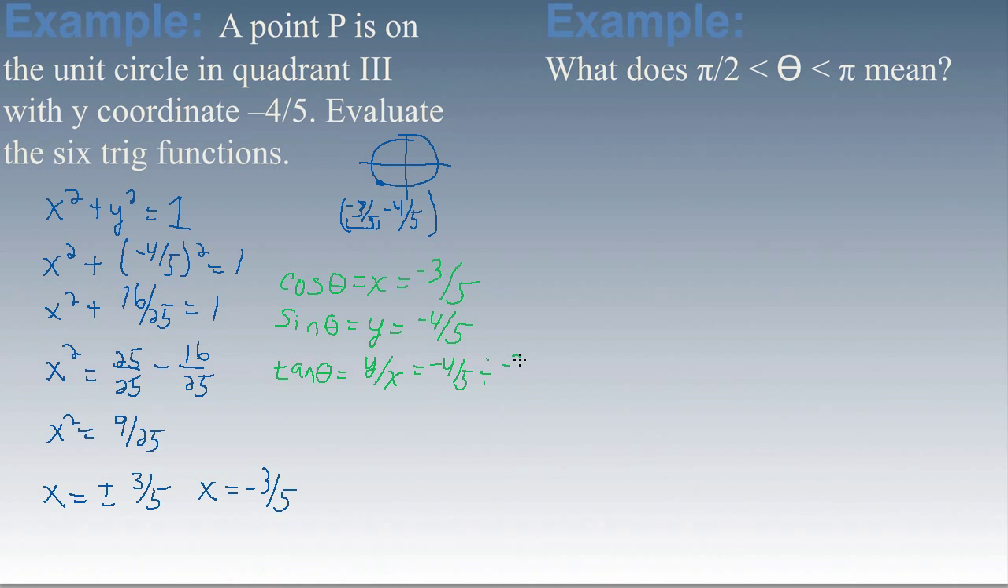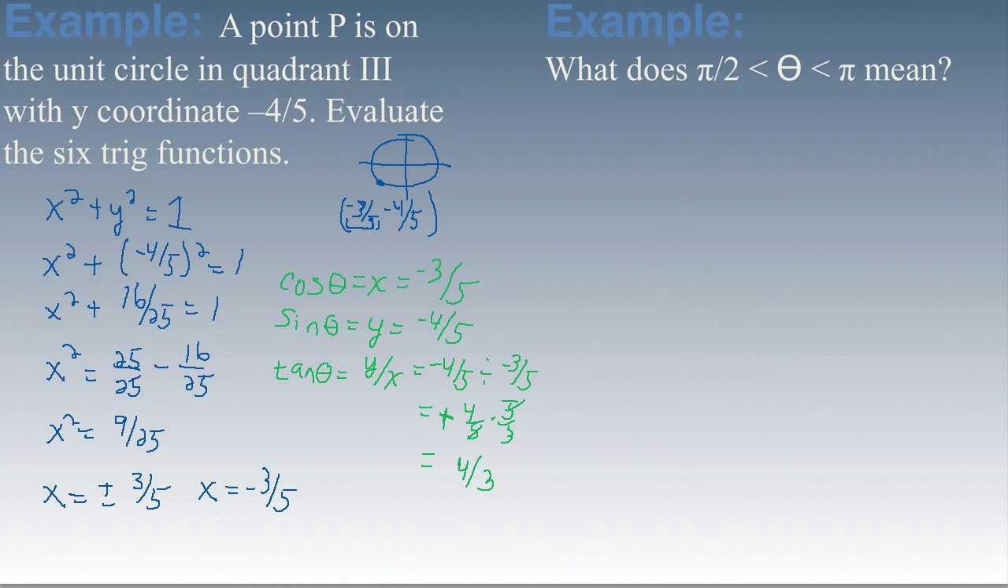To simplify that, negative divided by negative I know is positive. 4/5 times 5/3. In order to divide, you flip the second fraction. Those cancel, and I wind up with tangent theta is 4/3. To do the other three, secant, cosecant, and cotangent, those are just the reciprocal of these three.